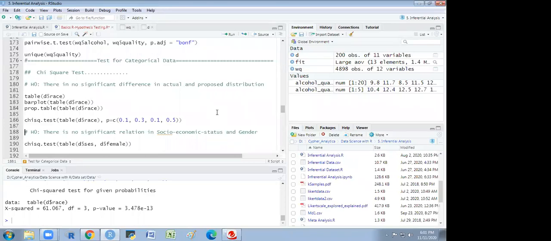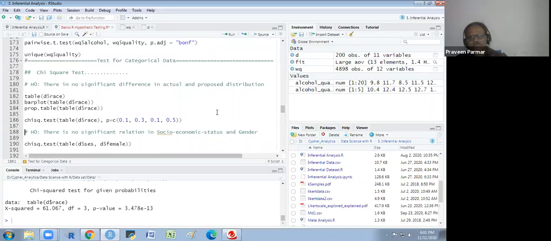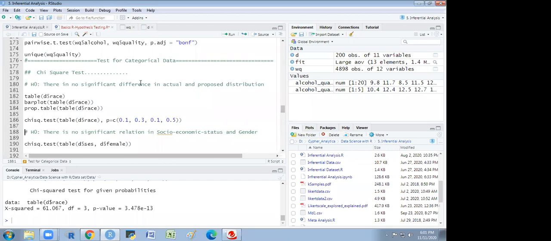So what will happen? There is a significant difference in the actual and proposed distribution, because our null hypothesis is that there is no significant difference. Our null hypothesis has been rejected because the p-value is less than 0.05. So there is a significant difference in actual and proposed distribution. Got it? So this is the goodness of fit.